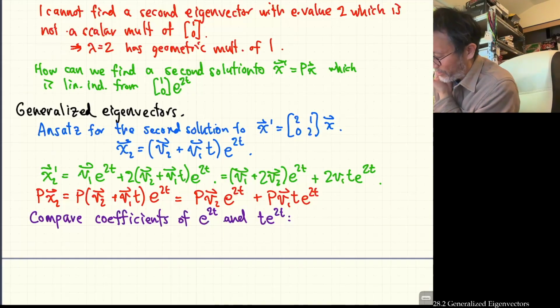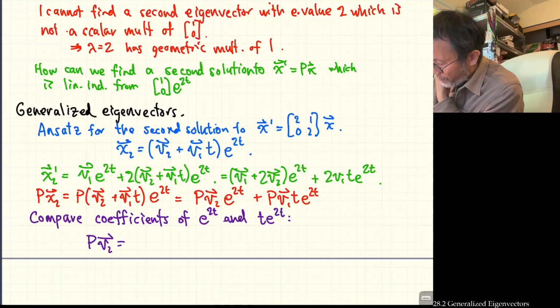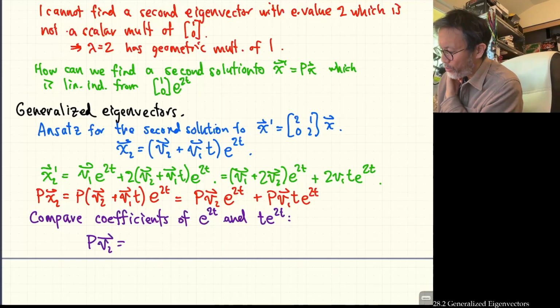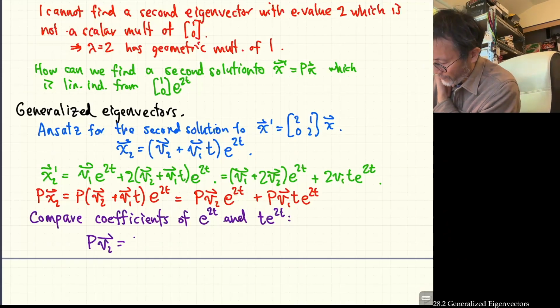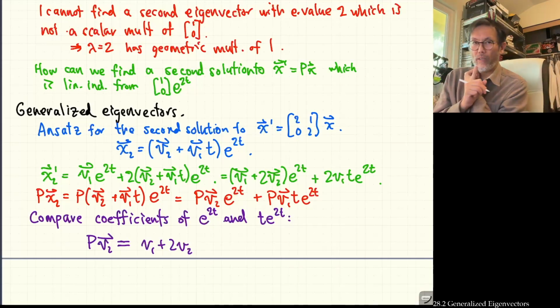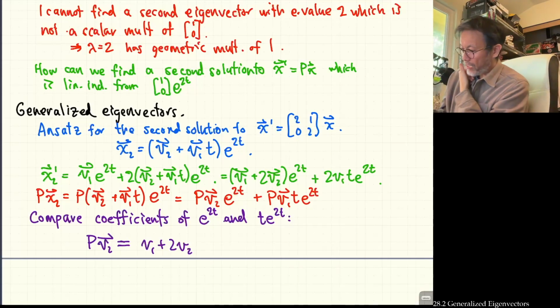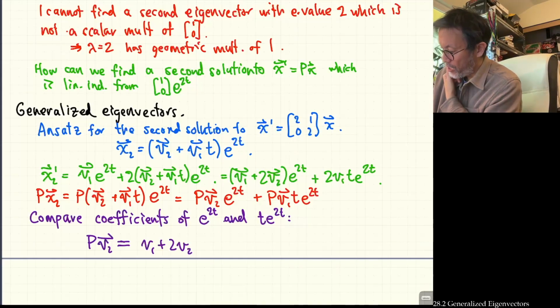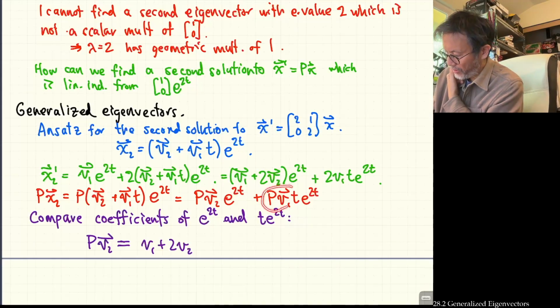Coefficients is whatever. It doesn't matter. The stuff in front, okay? And what I get is that P v2 must be equal to, I'm looking here, v1 plus 2 v2. Oh, well, I'm comparing coefficients, so I can drop the e to the 2t. In fact, I can drop a lot of this. I don't need these parentheses. This is what's true. And also, I can compare coefficients on t e to the 2t. So I'm looking here, P v1, and that needs to be equal to 2 v1.